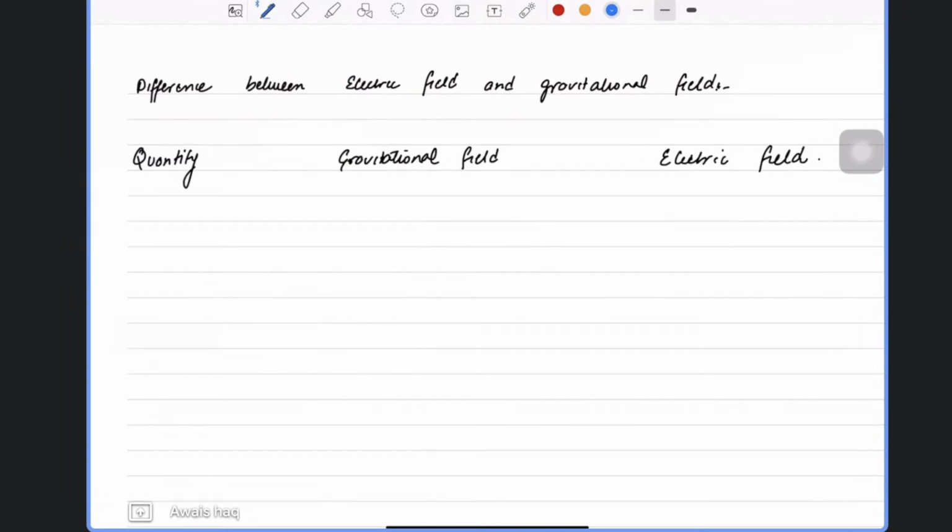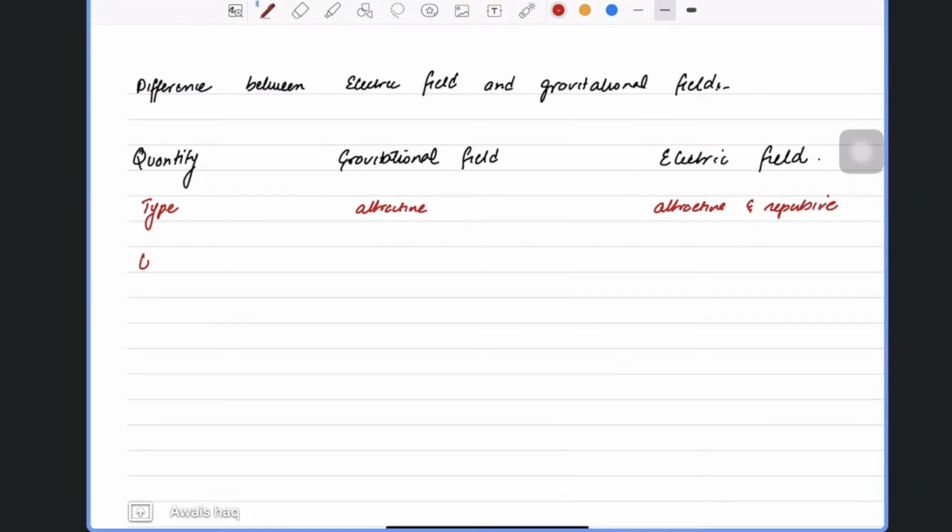Anyway, we would also be required to write the differences and similarities between the two fields. First of all, we're going to talk about the type. So gravitational field is an attractive type, and electric field is both attractive and repulsive. So it depends.